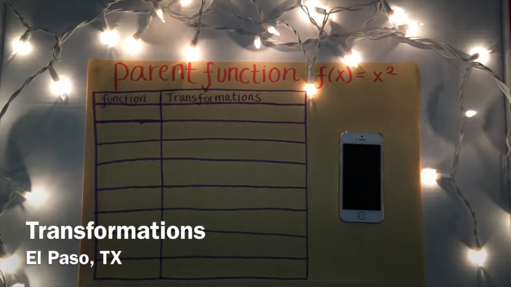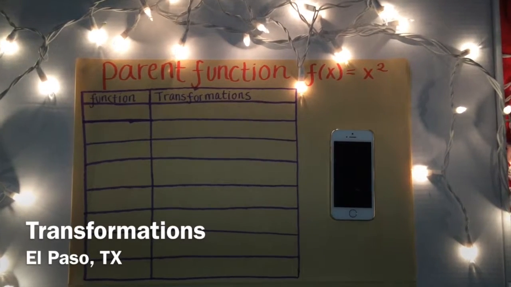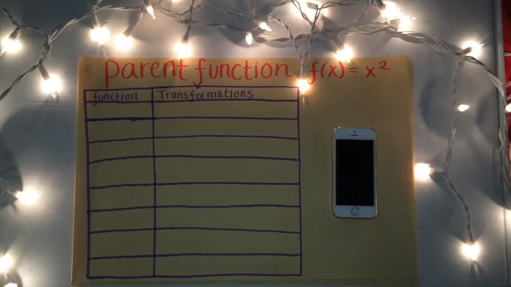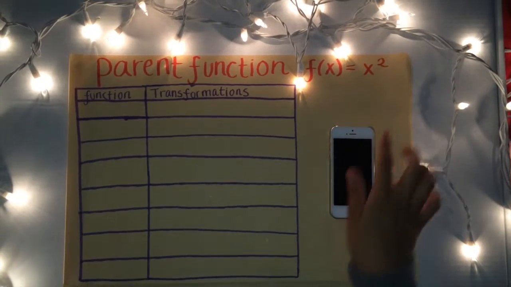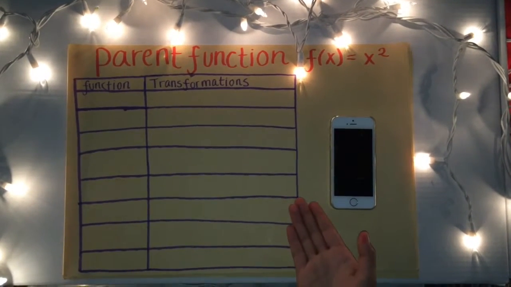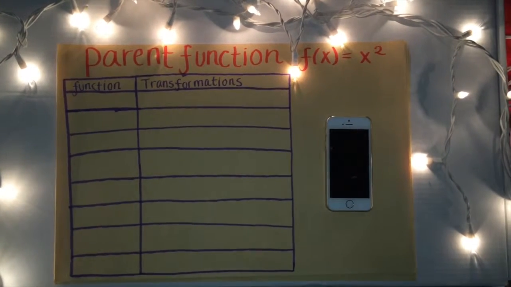Transformations. First off, we need to talk about all the possible transformations that can happen to a function. Our parent function is f of x equals x squared. Now, let's make a list of things we'll be adding to our original function, and we'll see what different transformations happen to it by looking at the graphs.